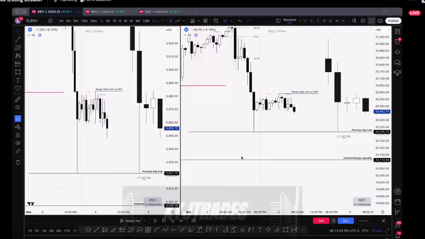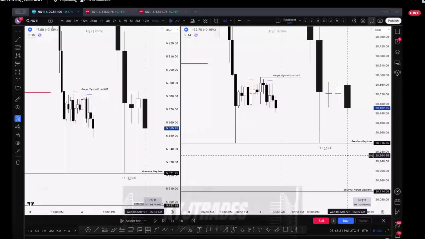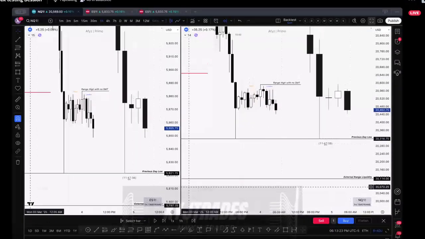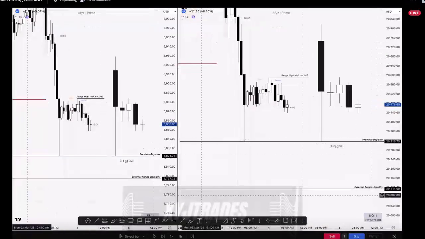If we don't form an SMT at the daily high or low, I'm going to consider it to be a higher resistance liquidity run, and I want to look and trade towards the creation of that daily high or low. Okay? So in this case, we have a range high with no SMT. I'm going to keep that marked out, and I have previous day low as my draw with the external range lows. Let's play price out until the AM session.